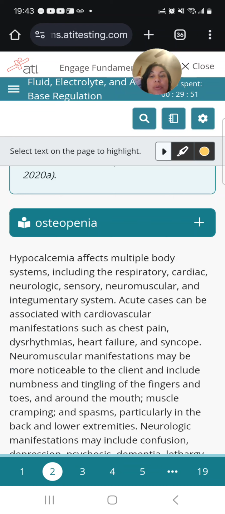Hypocalcemia affects multiple body systems, including the respiratory, cardiac, neurological, sensory, neuromuscular, and integumentary systems. Acute cases can be associated with cardiovascular manifestations such as chest pain, dysrhythmias, heart failure, and syncope, or fainting.